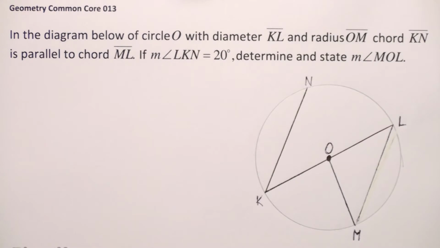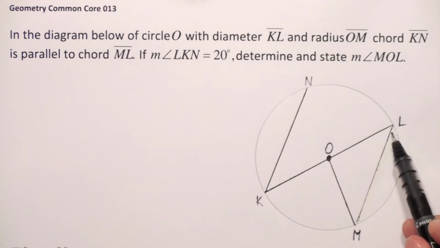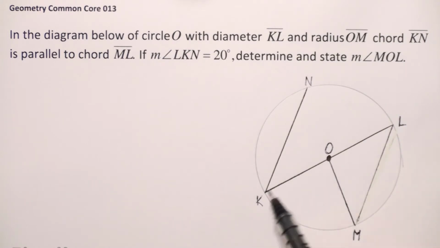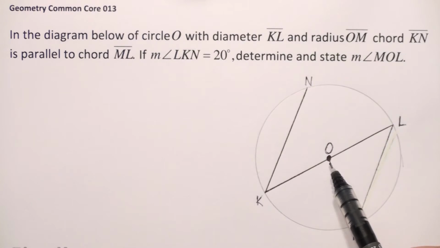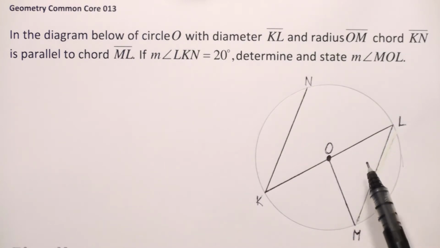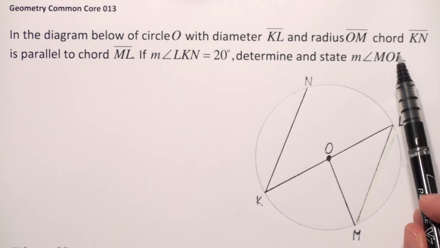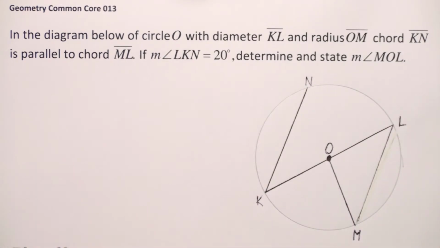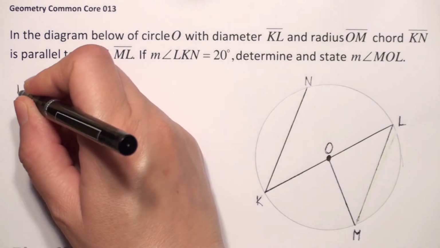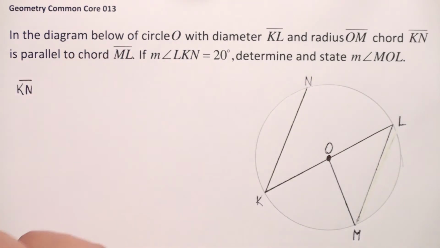So first we have to write what we have given. We have given that KL is diameter of our circle. We have radius OM. What else? We have that chord KN is parallel to ML. So we can write that segment KN is parallel to ML.